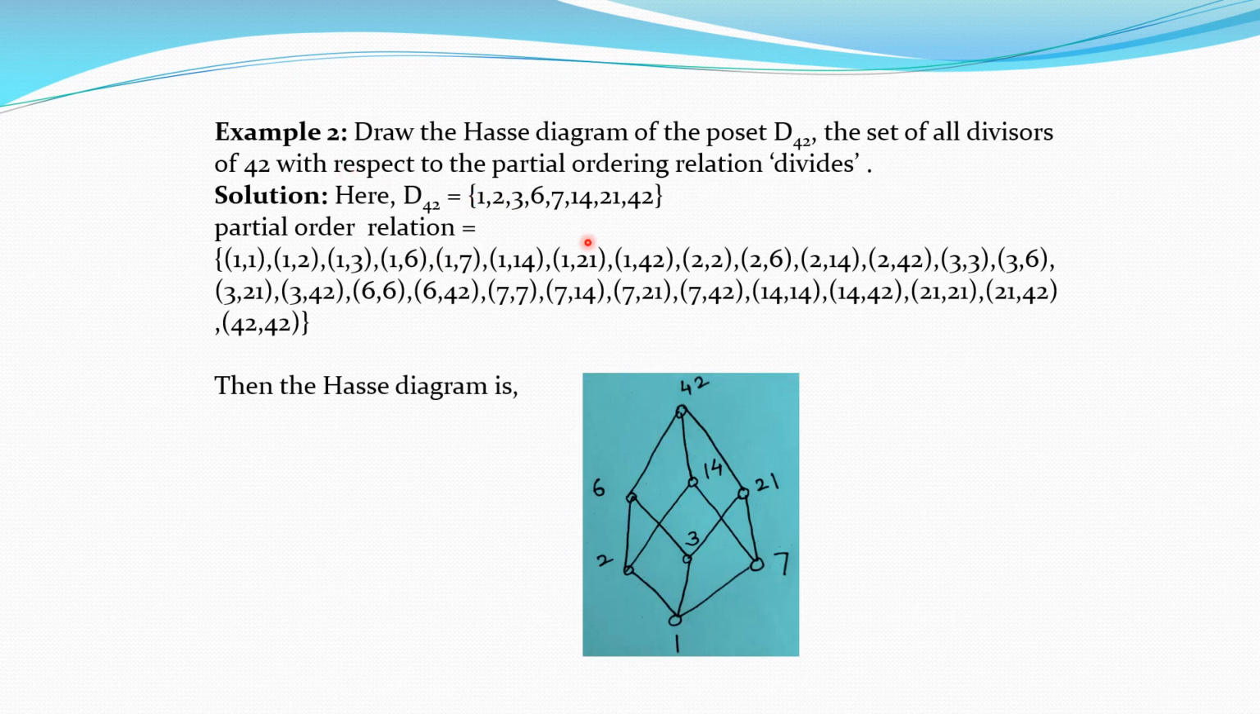Now, similar to the previous question, this is one more example. Draw the Hasse diagram of the POSET D42, the set of all divisors of 42 with respect to the partial order relation divides. Now, D42 is nothing but the set of all positive divisors of 42. So it contains 1, 2, 3, 6, 7, 14, 21 and 42. Now, consider the relation of divisibility. We can write the relation in terms of ordered pairs, and similar to the previous question we can draw the Hasse diagram.